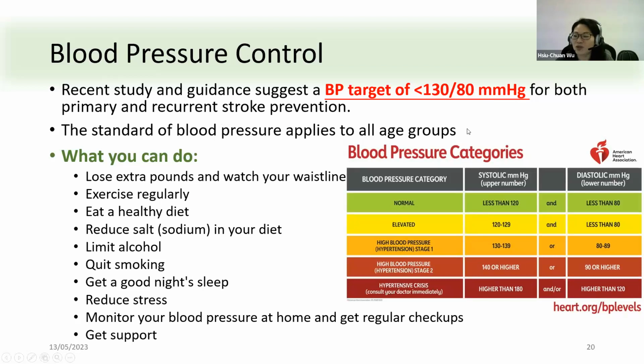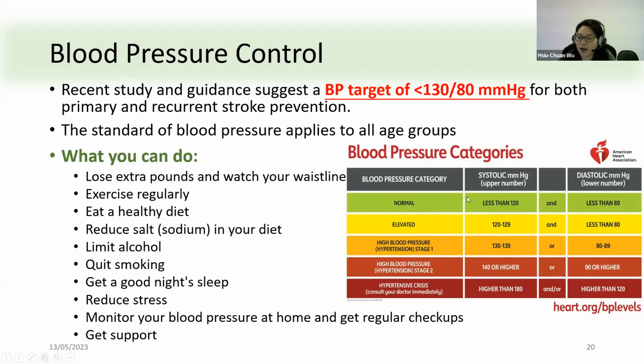That's good because I'm old. So I have to stress again, 130 over 80. This standard applies to all age groups. And actually, if your blood pressure is about 130 for systolic or 80 for diastolic, it's already stage one hypertension. It's better to have your blood pressure, especially systolic, around 120.